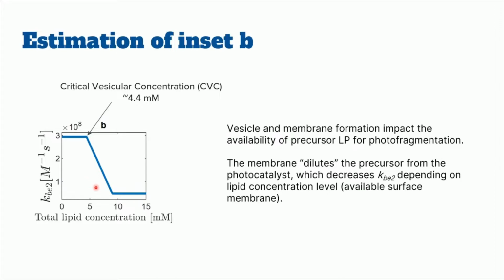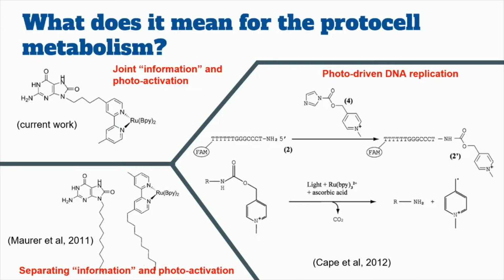At some point the precursor concentration becomes so low that it is "dissolved" inside the membrane, which causes the last flat area for KBE2. Now that we have done this analysis and we roughly understand the reaction kinetics, we can say that this protocell model is sufficiently good at producing membrane material.